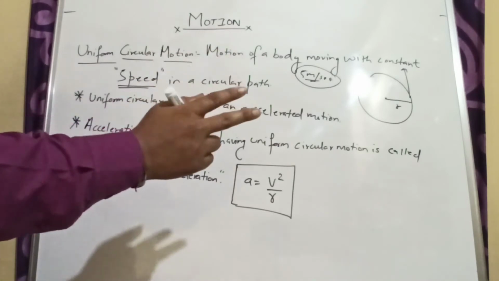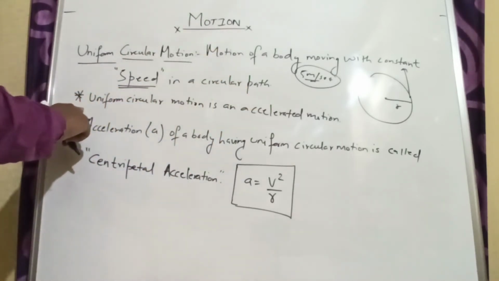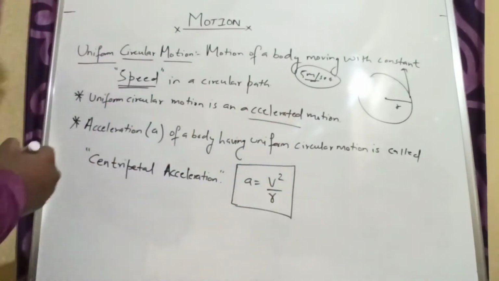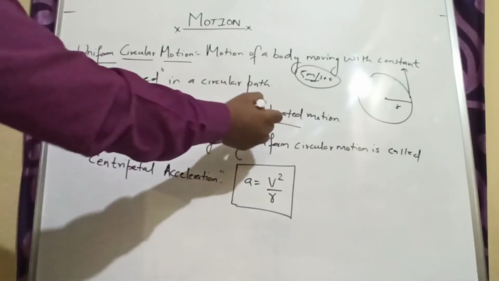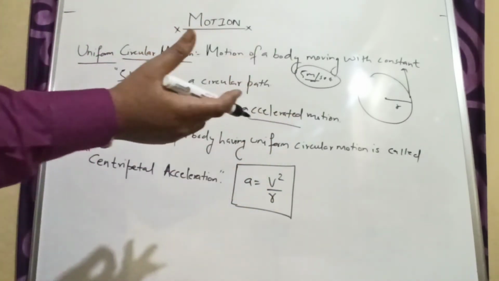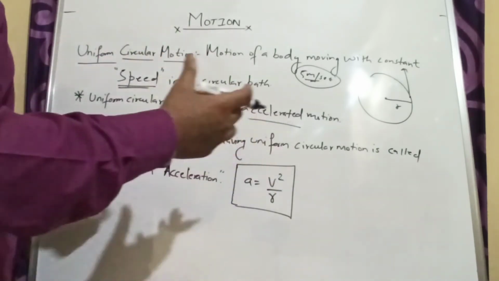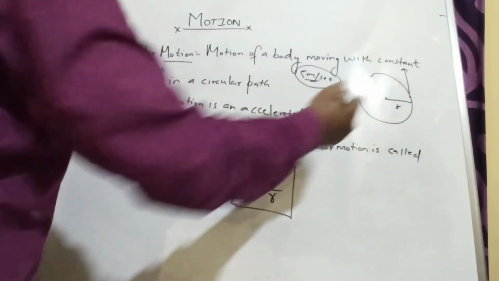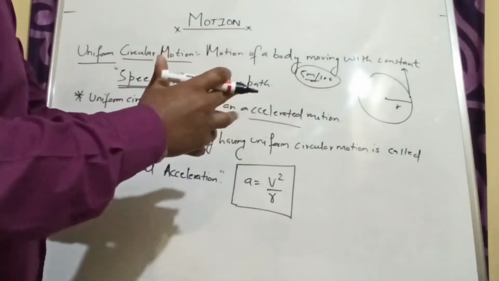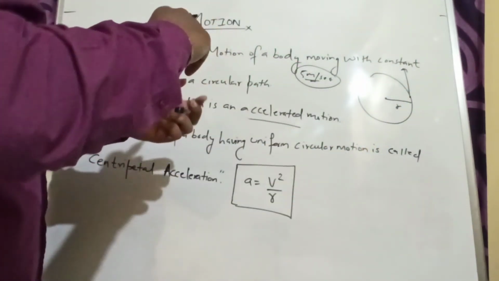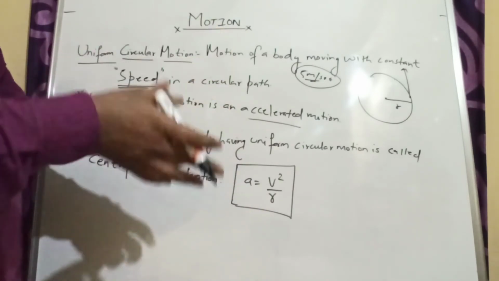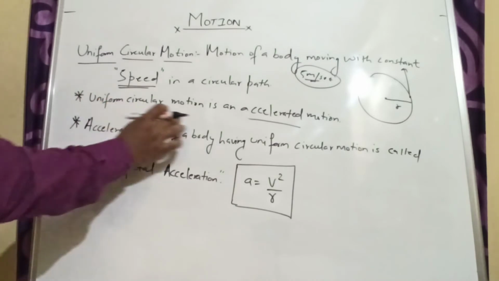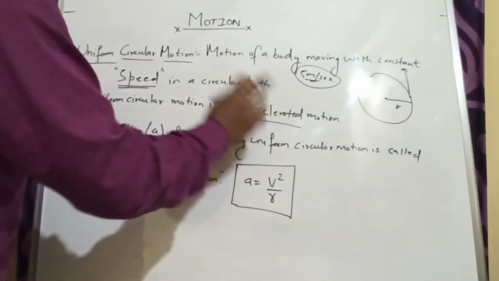Now there are two important things to be remembered. First point is, uniform circular motion is an accelerated motion, right? What do you mean by accelerated motion? I have already told you what acceleration is. Acceleration means change in velocity with respect to time, and just now I have told you that in circular motion at each and every single point velocity is changing. So if there is a change in velocity, then that motion is an accelerated motion. It will have acceleration. So this is that point. Uniform circular motion is an accelerated motion.